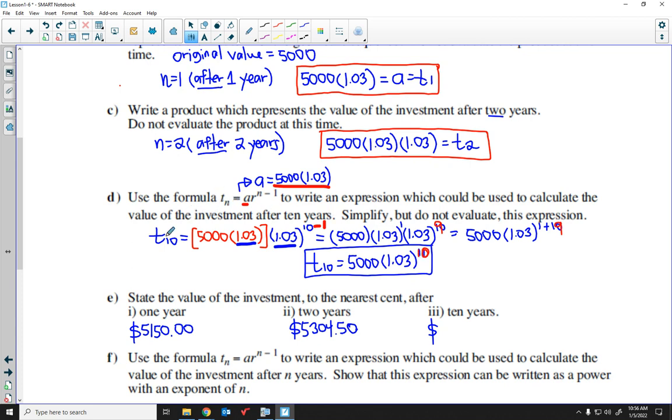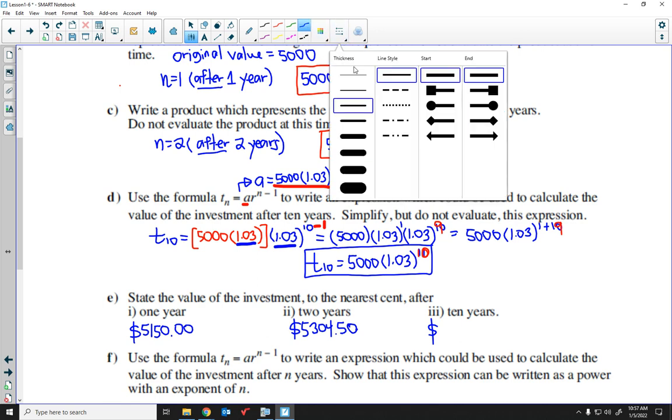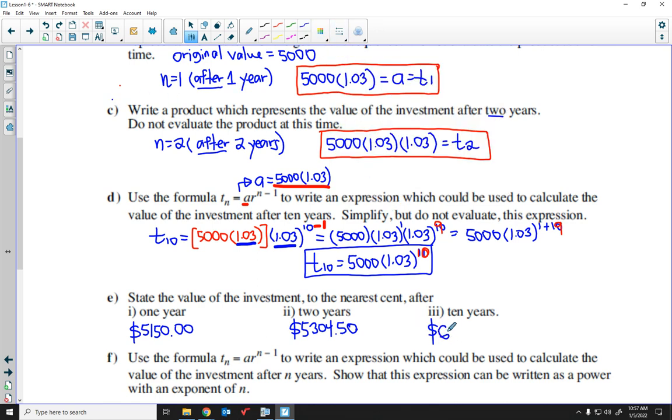Let's just double check that again. So yeah, T10 is A. A is 5,000 times 1.03 multiplied by R, which is 1.03 to the power of n, 10 minus 1. So you have 10 minus 1, which is 9. Combine the exponents and you get to the power of 10. Okay, so let's go ahead and calculate that now. So it'll be 5,000 times 1.03 to the power of 10. And this would give me a value of 6719.58. Okay, that seems right to me.